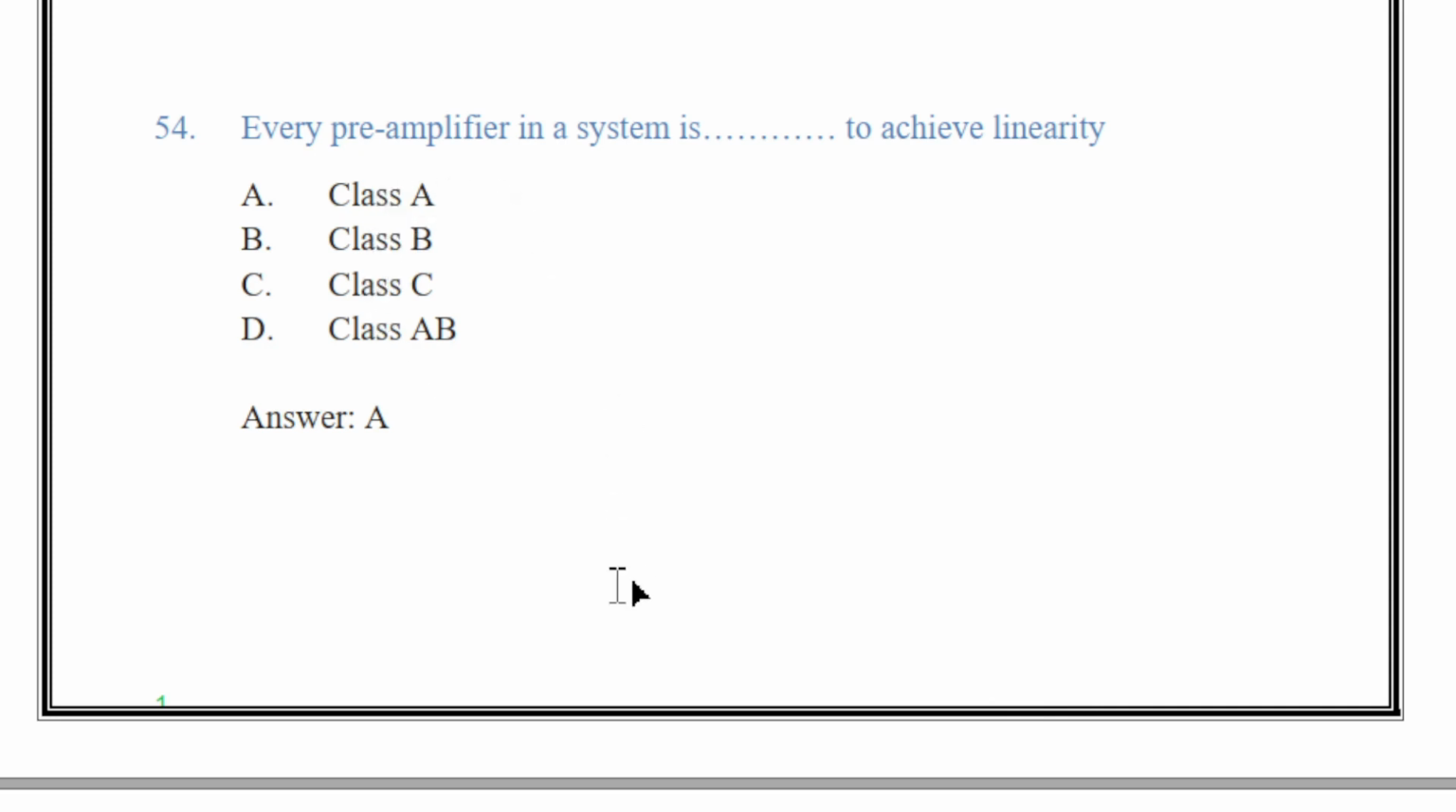So what is the purpose of a preamplifier? The purpose of a preamplifier is to amplify low-level signals to line level. Class A amplifier has the highest linearity and the lowest distortion. The amplifying element is always conducting and close to the linear portion of its transconductance curve.